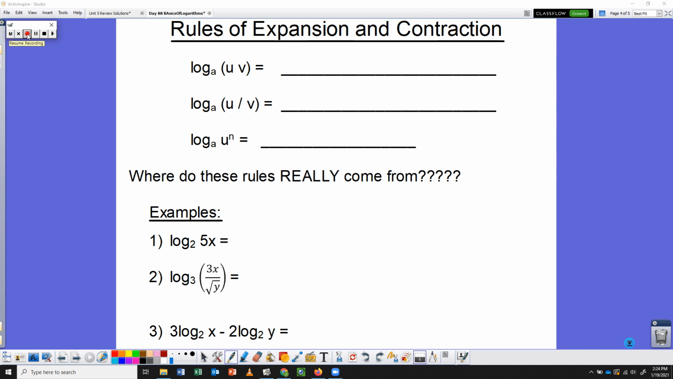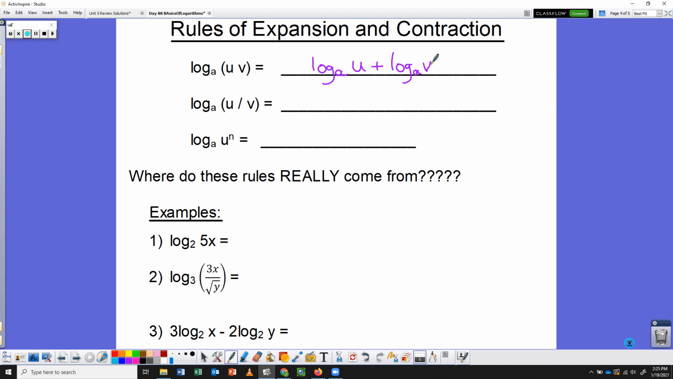Okay, the next thing that we're going to take a look at today are what are called the rules of expansion and contraction. These look all fancy, but pretty soon you're going to realize they actually come from rules that you're already very well aware of. The first one is the rule for doing log base a of u times v. The rule for doing log base a of u times v is the log base a of u plus the log base a of v.